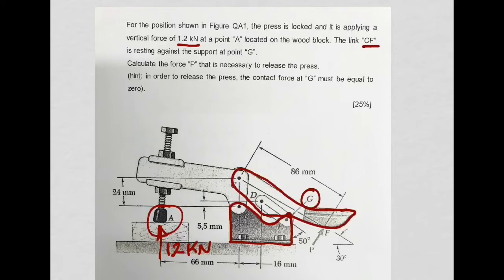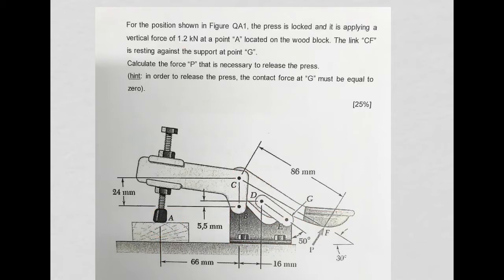So the question basically is, what is the force P that you need to apply? We are looking for this force P in order to unlock this press, or to release the press. It's written there in the question. And a hint is given to you, which is a very important hint. In order to release the press, the contact force at G must be equal to 0.